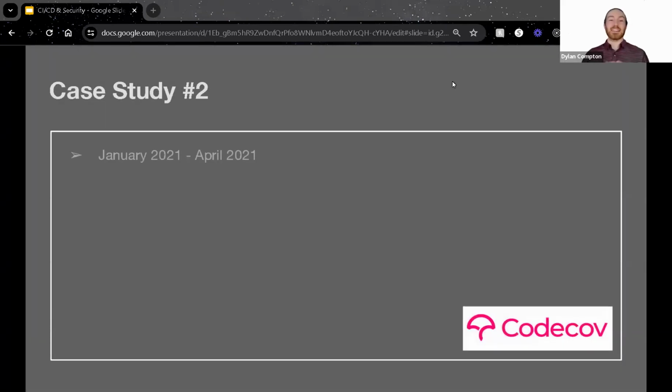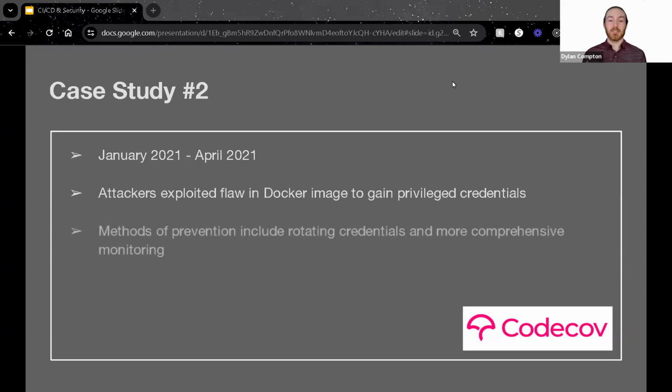Sometimes it is not the CI/CD pipeline itself that is breached, but a tool within the pipeline. CodeCov, a tool which monitors the testing coverage of a code base in the CI portion of the CI/CD pipeline, was the victim of a 4-month-long supply chain attack beginning in January of 2021, just a month after the SolarWinds case. Utilizing a flaw in the Docker image, the attackers were able to gain credentials which gave them the ability to alter the bash uploader script for CodeCov.